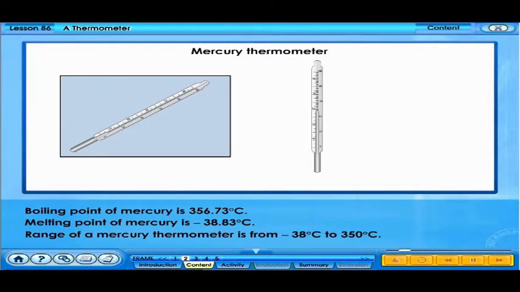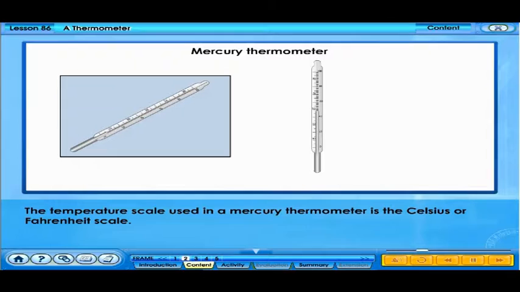The boiling point of mercury is 356.73 degrees Celsius. And the melting point is -38.83 degrees Celsius. So, the range of a mercury thermometer is from -38 degrees Celsius to 350 degrees Celsius. The temperature scale used in a mercury thermometer is the Celsius or Fahrenheit scale.